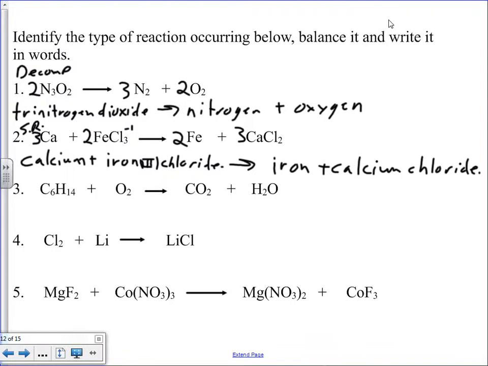Okay, let's have a look at number 3 here. So in number 3, I have carbon and hydrogen together, which we call a hydrocarbon, reacting with oxygen to produce carbon dioxide and water. What kind of reaction is that? Combustion. All right. Thing to know about combustion reactions is that they have a couple of special rules for balancing.